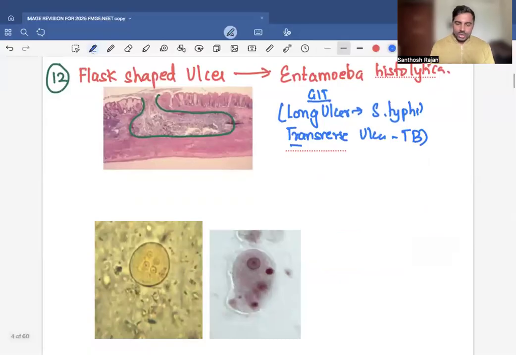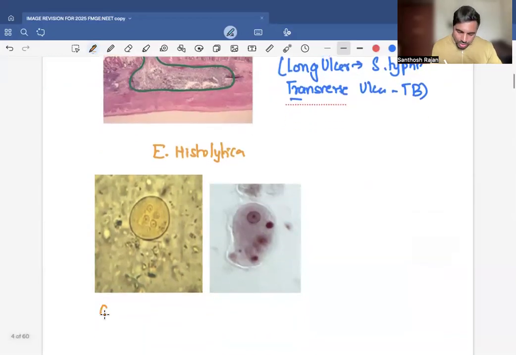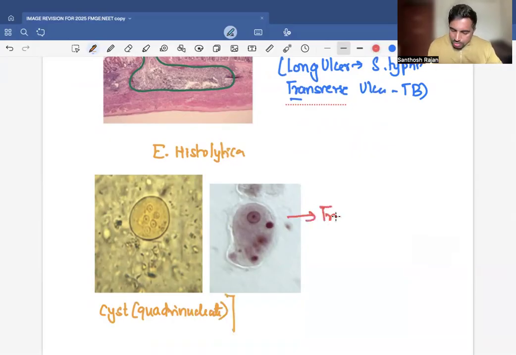Now the next one. Look at this picture, again everyone's favorite. Same topic only, so I think you must have guessed it. This is Entamoeba histolytica. Two things: one is the cyst form, which is a quadrinucleate cyst. But the main thing, which is the diagnostic form, is the trophozoite.